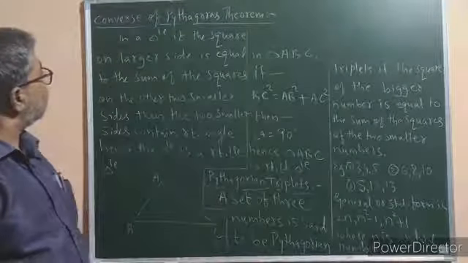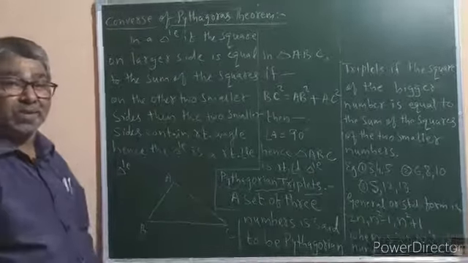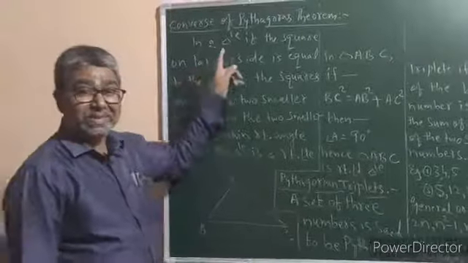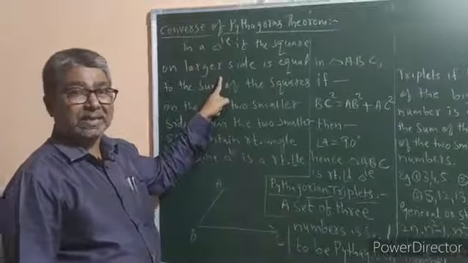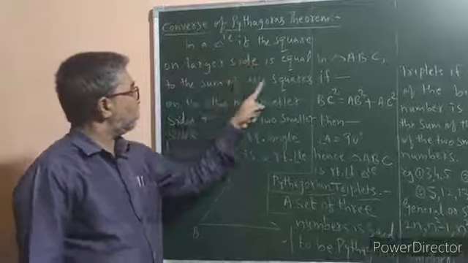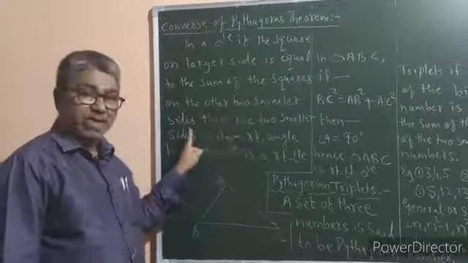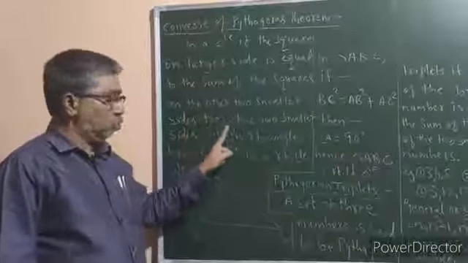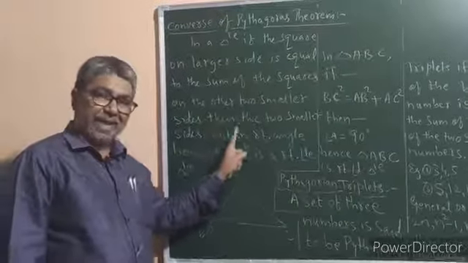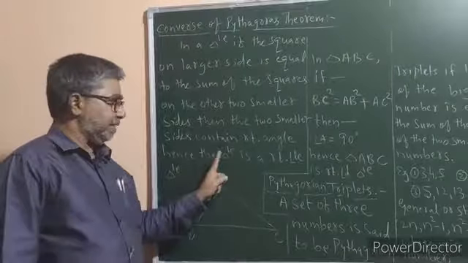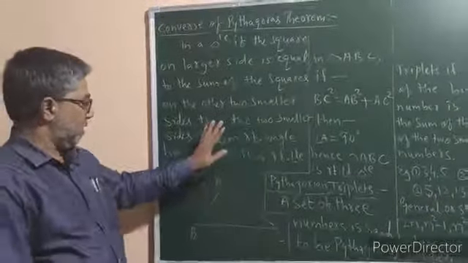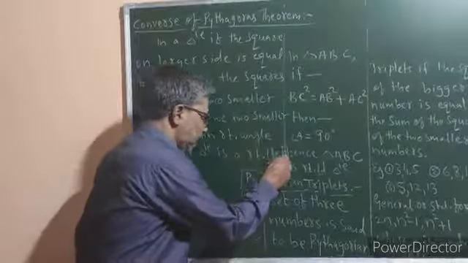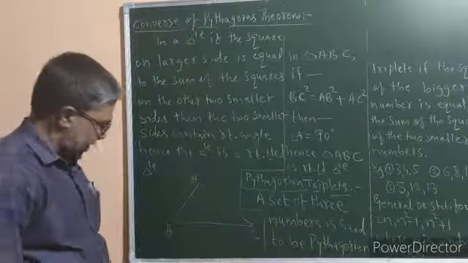Dear students, let us see the converse of Pythagoras theorem. The statement says that in a triangle, if the square on the larger side is equal to the sum of the squares on the other two smaller sides, then the two smaller sides contain a right angle, hence the triangle is a right angle triangle. So this is the statement of the converse of Pythagoras theorem.